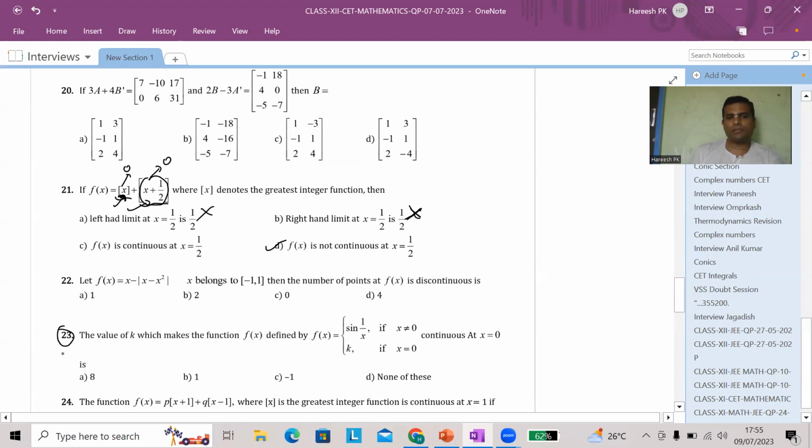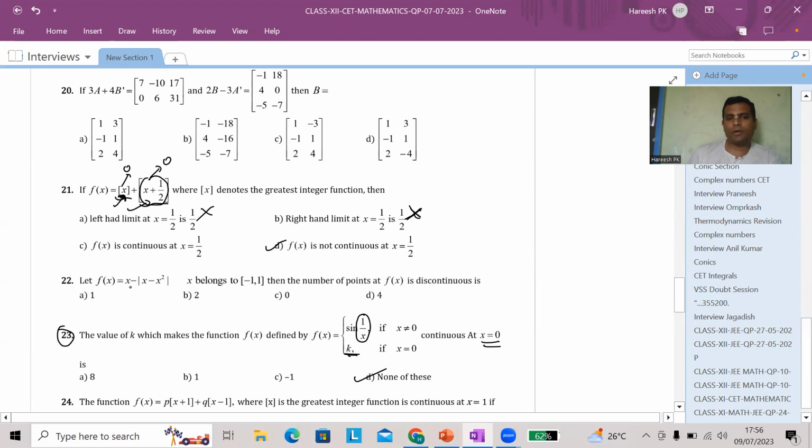23rd is a very easy question. As x tends to 0, sine 1 by x, right? So sine 1 by 0 plus tends to sine infinity, which we don't know what it is. And left hand limit will tend to sine minus infinity. We have no idea of what sine infinity or sine minus infinity is. But we know for sure they need not be equal. Because it's a very oscillatory function, the limit at x equal to 0 does not exist. So whatever be the value of k, you can never make this continuous. So the answer is none of these.